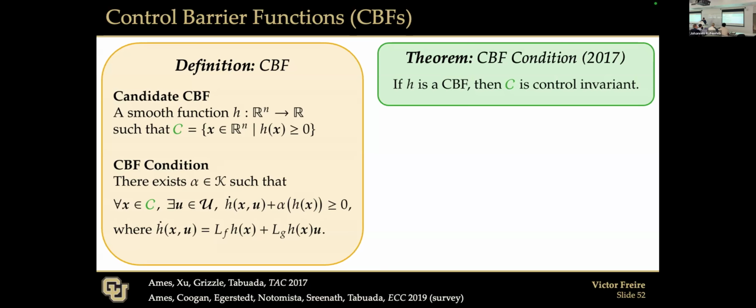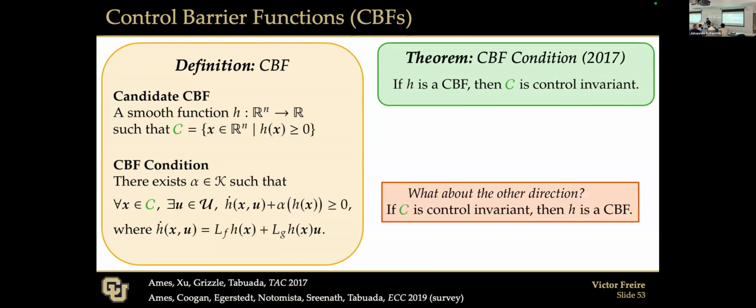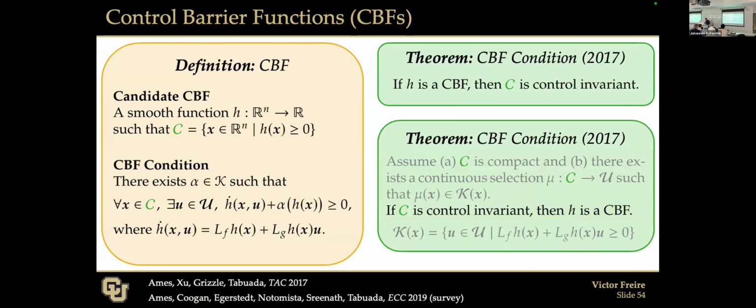Now, Nagumo's theorem was an equivalent characterization, necessary and sufficient. So this is only giving you one direction. What about the other direction? If you have a control invariant set, do you immediately have a function h describing that set being a CBF? The answer is yes, but there are some technical requirements that are beyond the scope of this workshop. Essentially, the set C needs to be compact, and also a more technical requirement. But there is a way of doing the same equivalent characterization that Nagumo's theorem gave us.